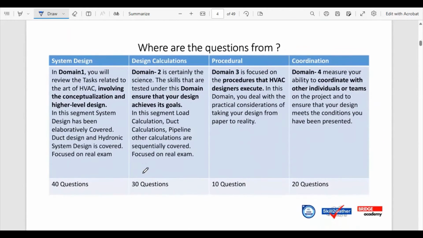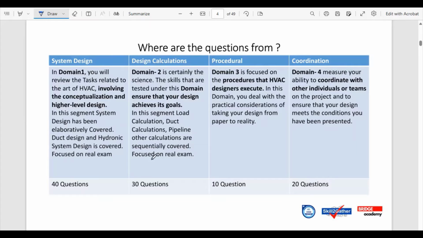So where are the questions from? There are 4 major domains: system design, design calculation, procedural, and coordination. In system design, you must know all the systems relevant to HVAC very well, like VRF system, central chilled water based system, UFAD system, RTU system. All the systems you must know very well, and you must know how to apply them. Around 40% of the questions are from system design.